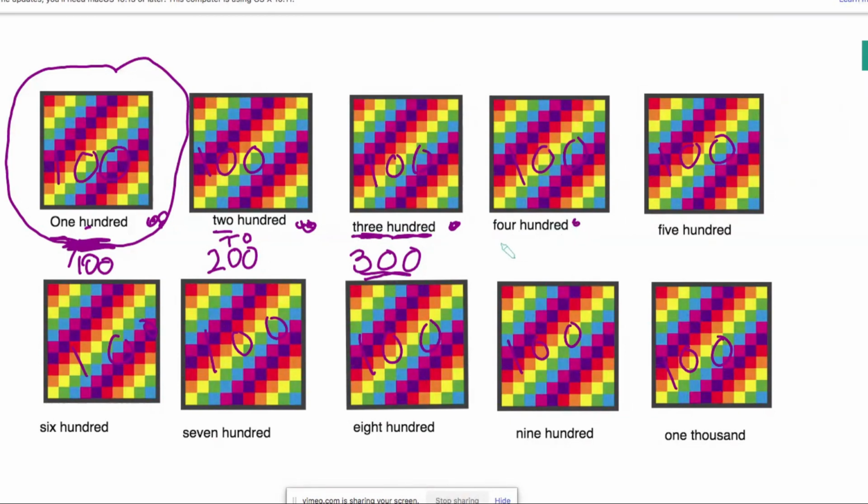Now we have 400 because we've counted 1, 2, 3, 4. So 400, we start with our 4 because it tells us 400. So no tens, no ones, okay? We have 400s, that's 100, 200, 300, 400. That's where the 4 comes in, okay? The next one is 500. What number do you think 500 begins with? Yeah, I knew you'd guess that.